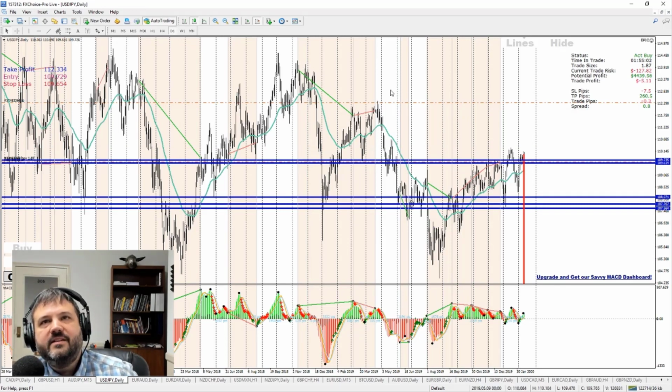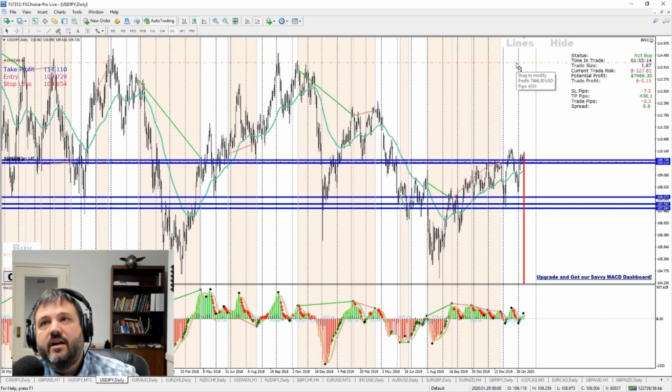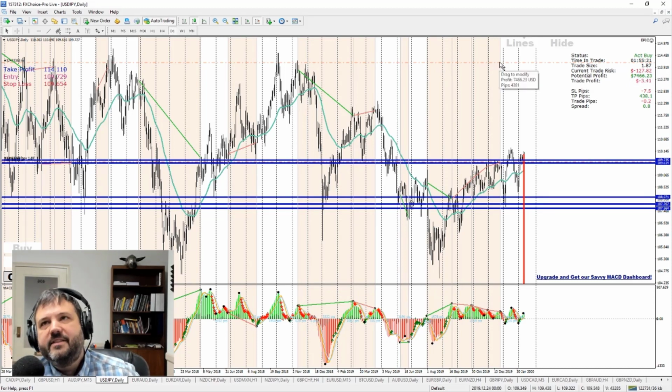If I want to get up to this high, and this takes patience, right? And so this is kind of day trading, it's a hybrid. This trade would be $7,000, right? So why not? Why not use a 7-pip stop and see if you can make $7,000? Why not risk $127 and make $7,000? That's a really good risk to reward ratio, right?